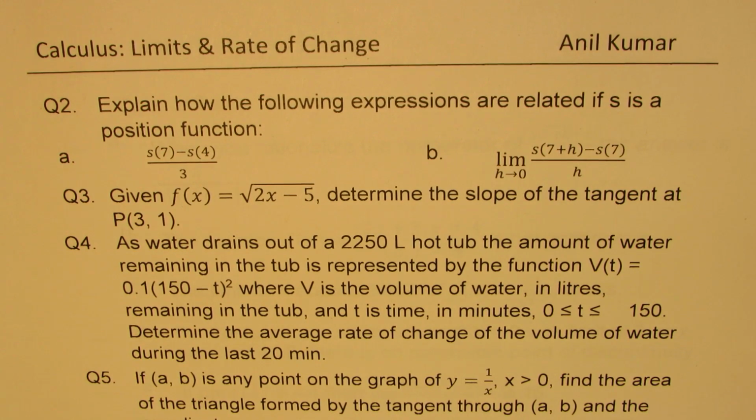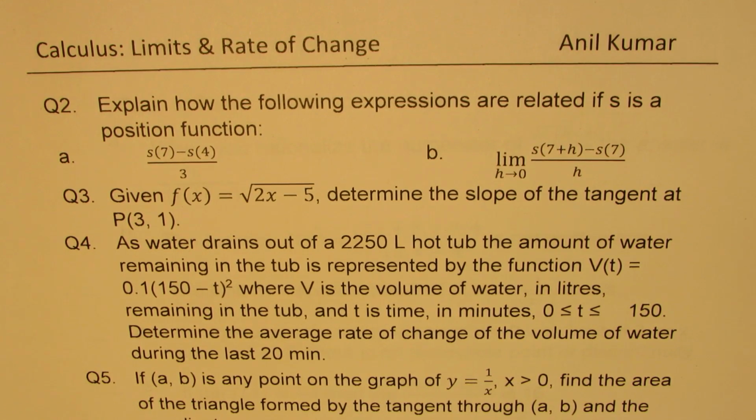Question number 2 here is geometric representation of our difference quotient expression. Explain how the following expressions are related if s is a position function. A is S of 7 minus S of 4 divided by 3, and B is limit h approaches 0 for S of 7 plus h minus S of 7 over h. Question number 3. Given f of x equals square root of 2x minus 5, determine the slope of the tangent at P equals 3, 1.